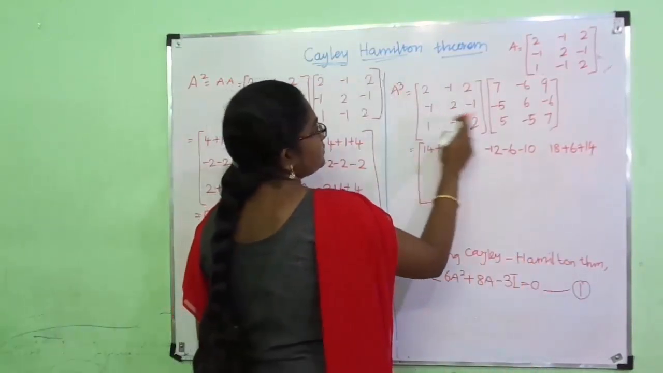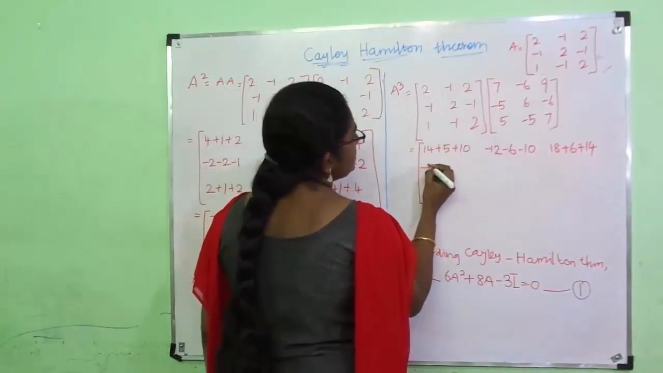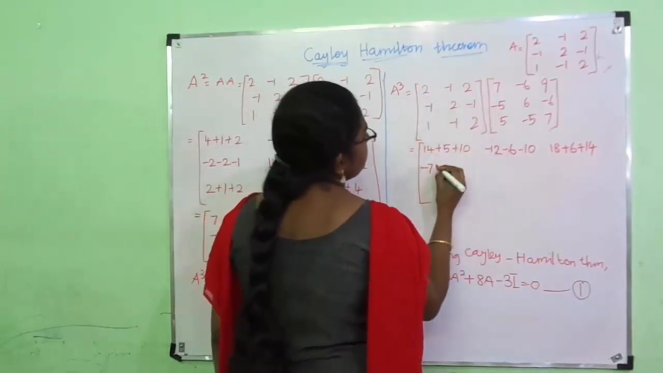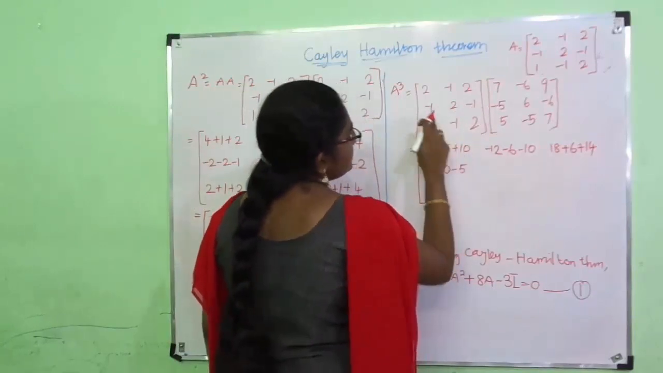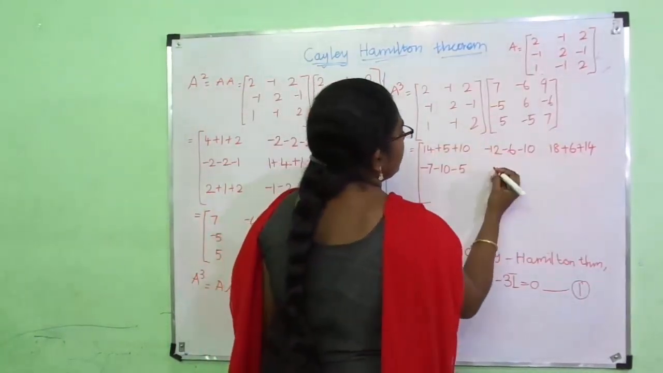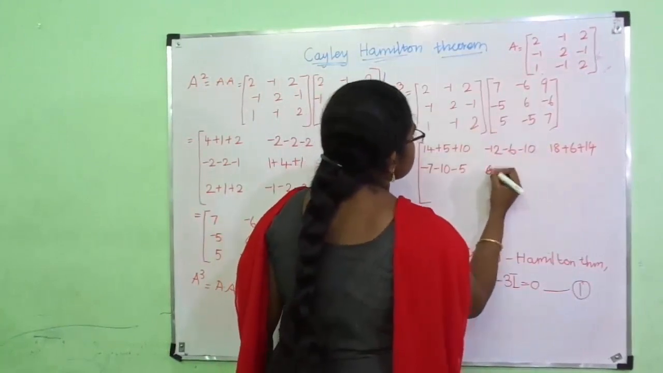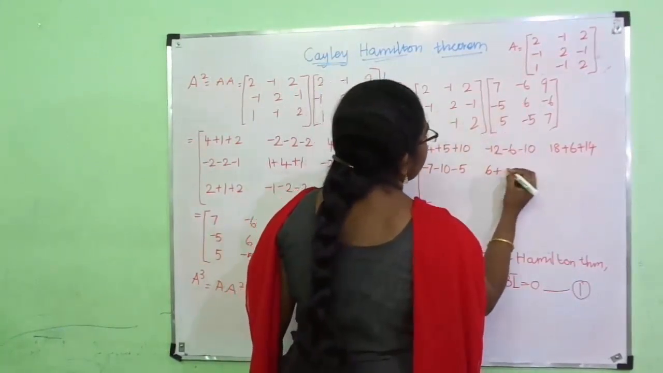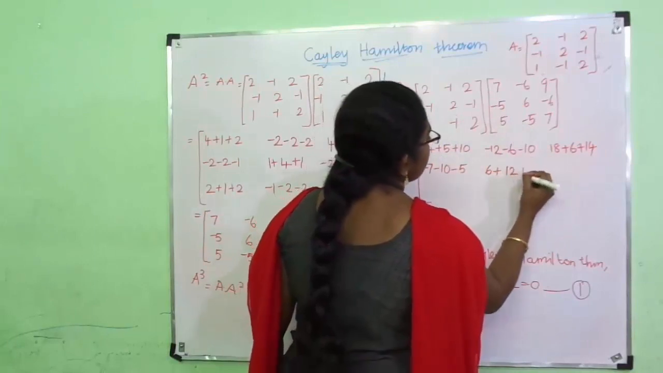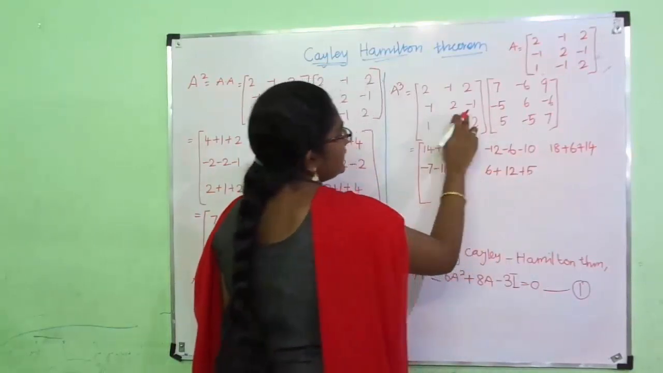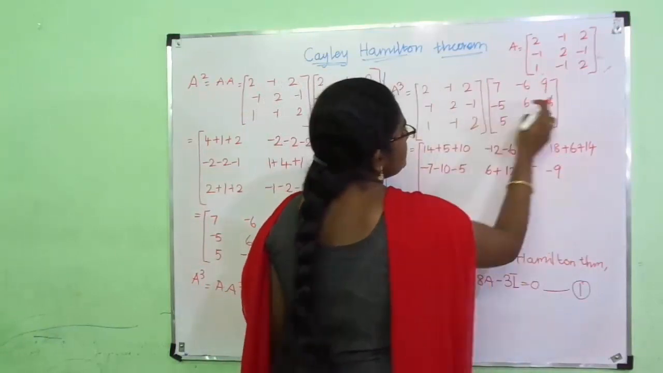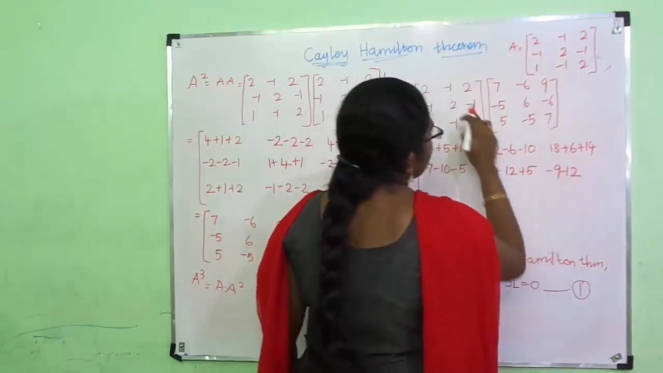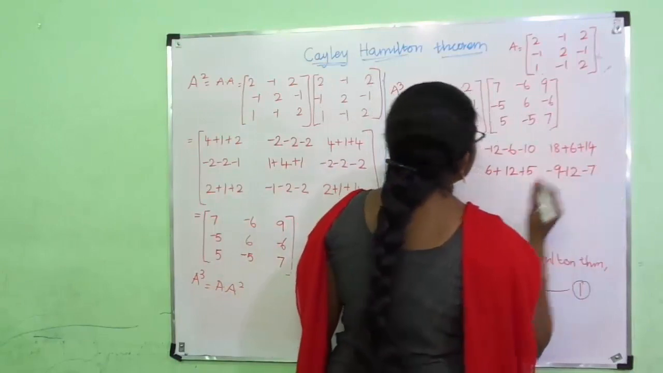Next second row and the first column: minus 1 into 7 minus 7, 2 into 5 you get minus 10, minus 1 into 5 you get minus 5. Second row and the second column: minus 1 into minus 6 you get 6, 2 into 6 you get 12, minus 1 into minus 5 you get plus 5. Second row and the third column: minus 1 into 9 minus 9, 2 into minus 6 you get minus 12, minus 1 into 7 you get minus 7.